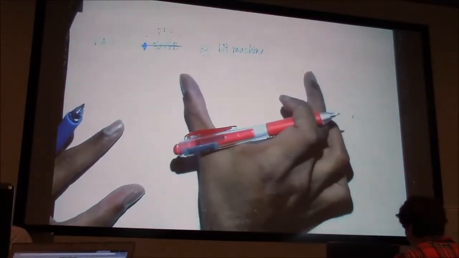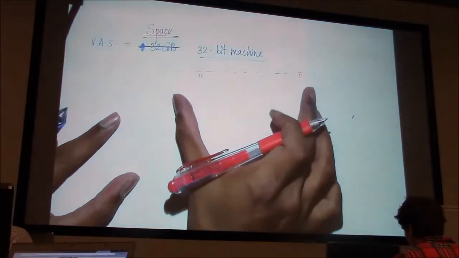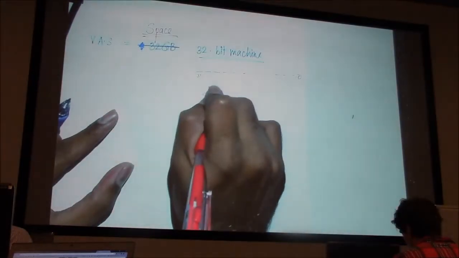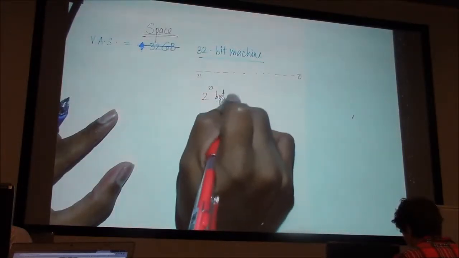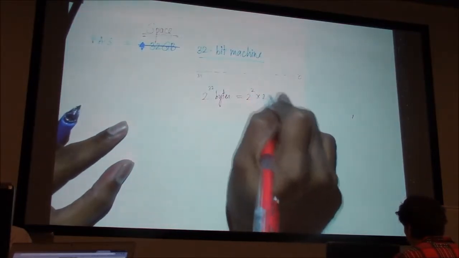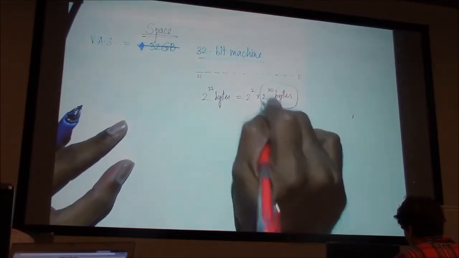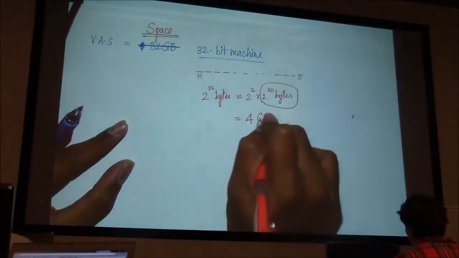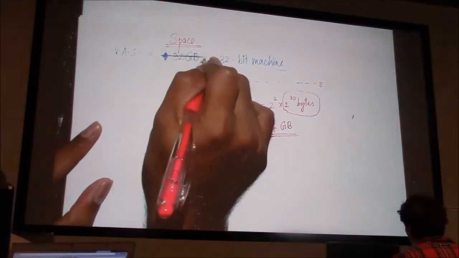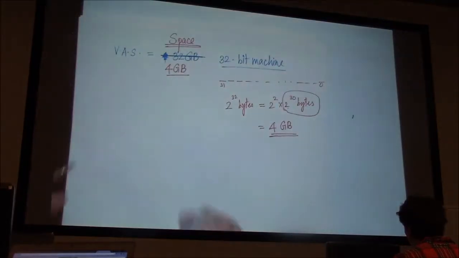Since we have 32 bits to represent a particular address, the maximum number of addresses that we can access in a virtual address space is 2 to the power of 32 bytes, which is nothing but 2 to the power of 2 times 2 to the power of 30 bytes. And this is nothing but 4 gigabytes. 2 to the power of 30 is giga, so 4 GB. The virtual address space is 4 GB in a real world machine.